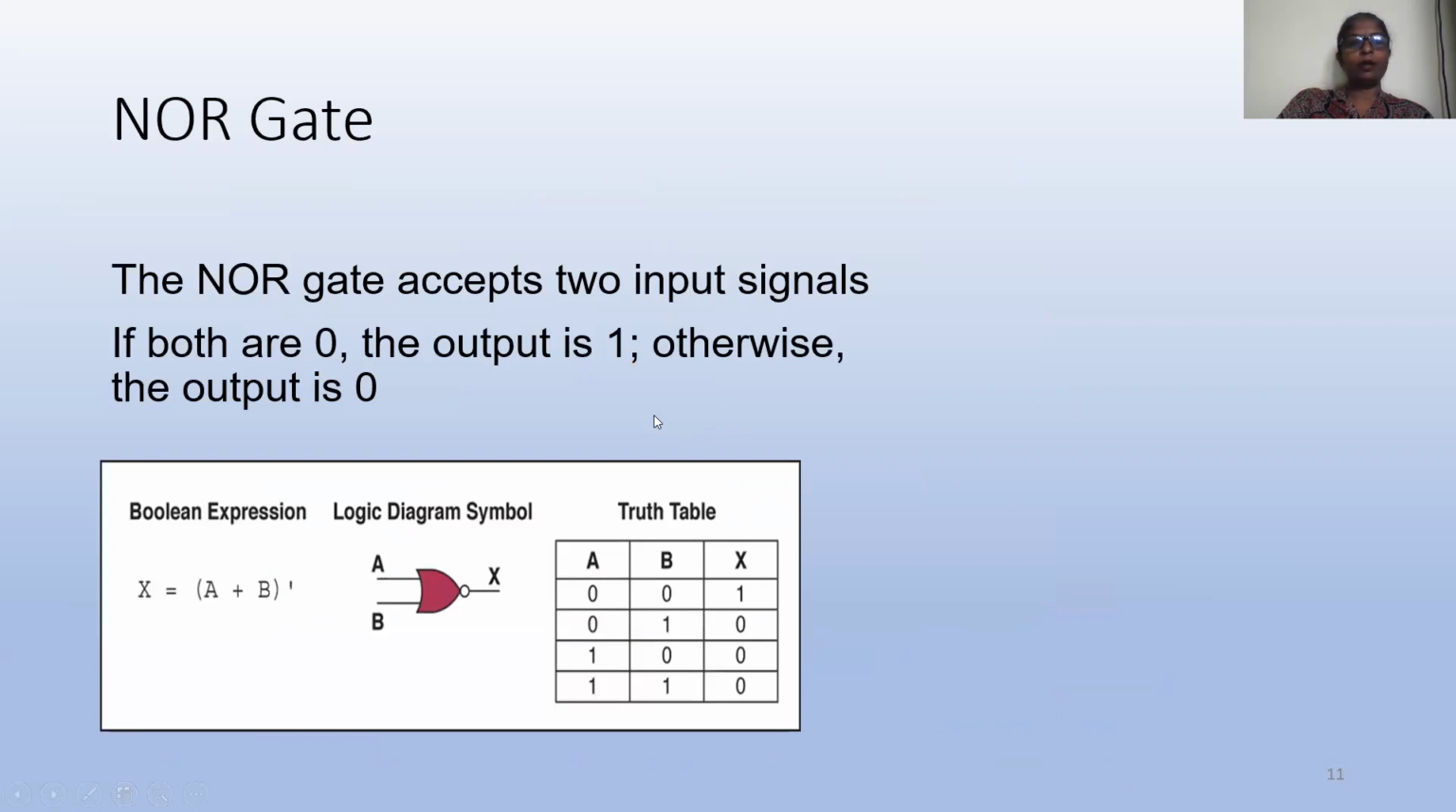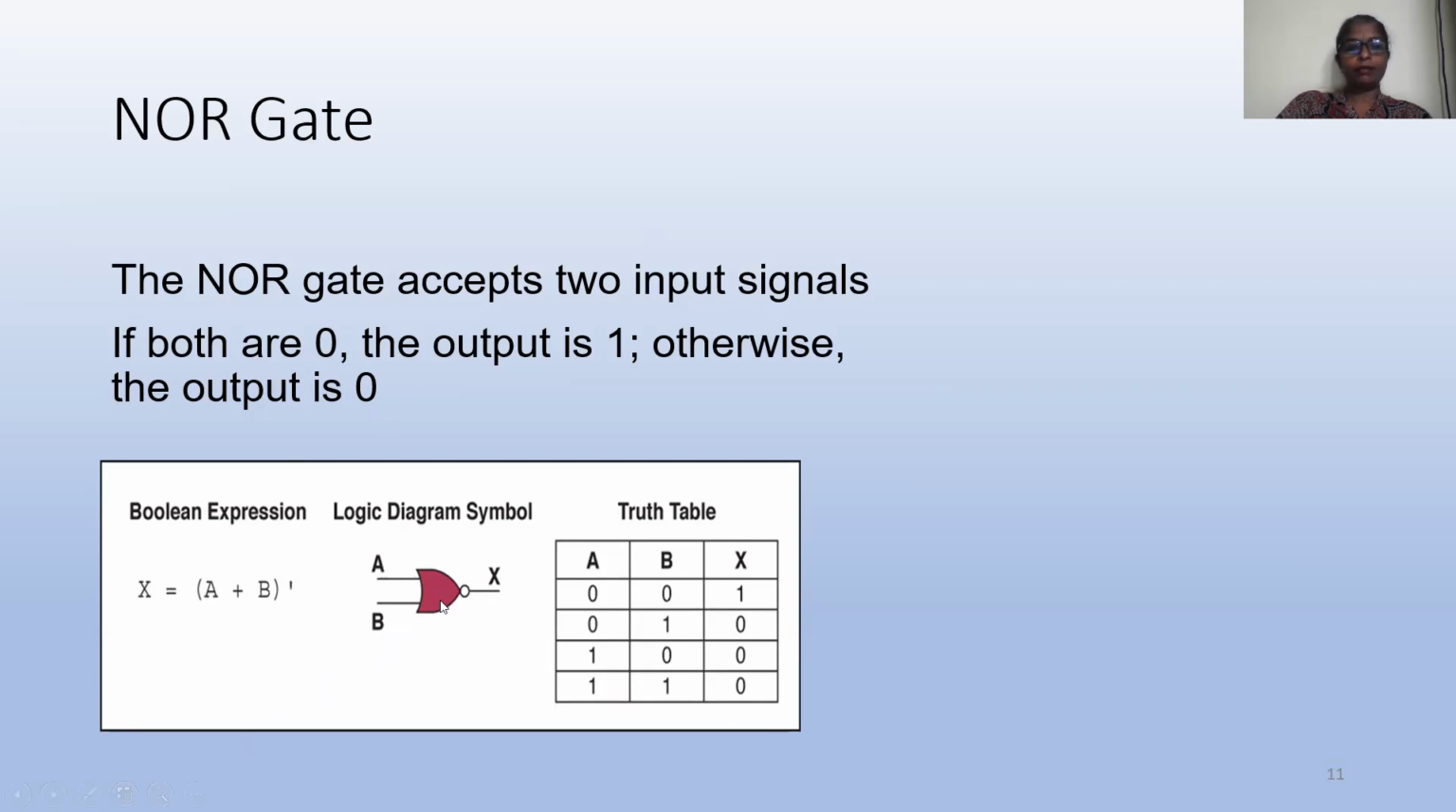NOR gate. NOR gate accepts two input signals. If both input signals are 0, the output is 1. Otherwise, the output is 0. Similar to the NAND gate, it is an OR gate with negation. It is A plus B the whole bar. It is called NOR gate.